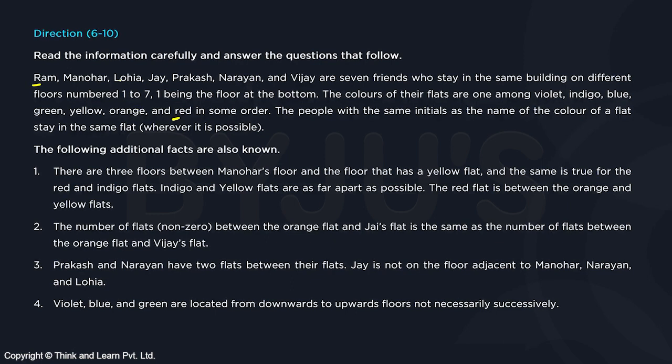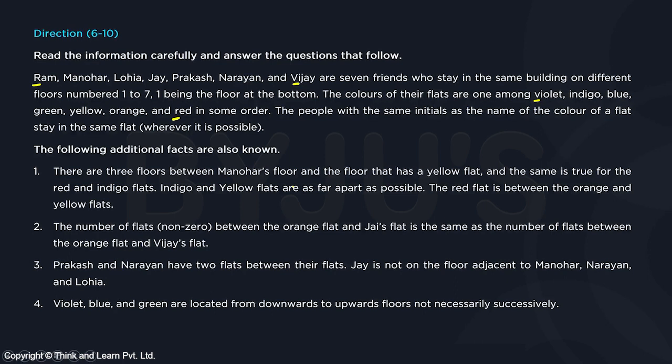Similarly, if I look at, let's say, Prakash is not there, N is Narayan, we do not have a color that starts with N. For Vijay, we have got violet. Manohar, we don't have a color that starts with M. Similarly, we don't have a color that starts with L. We don't have a color that starts with J. Similarly for P. Similarly for N. So these are the only 2 people whose flat colors we already know.